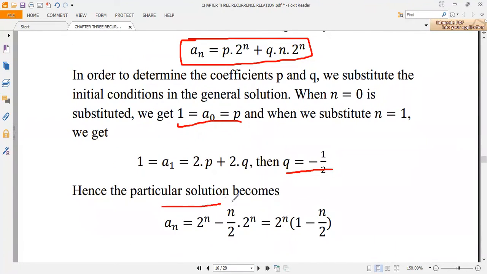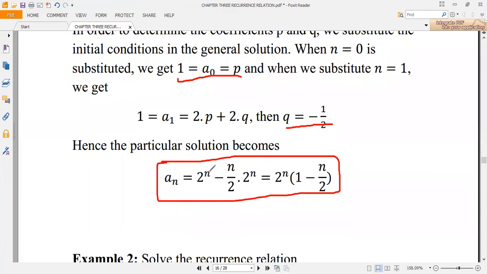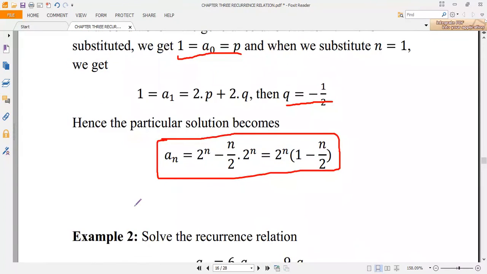Hence, the particular solution to the recurrence relation is given by an is equal to 2 to the power of n minus n over 2 times 2 to the power of n, and taking 2 to the power of n as common, 2 to the power of n times 1 minus n over 2 is the particular solution to the given recurrence relation.